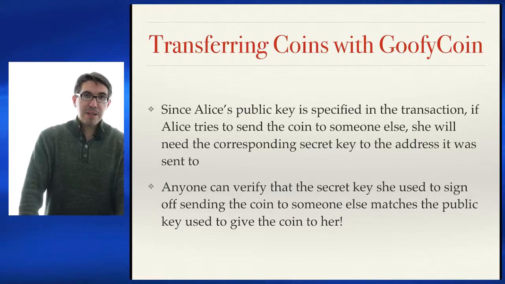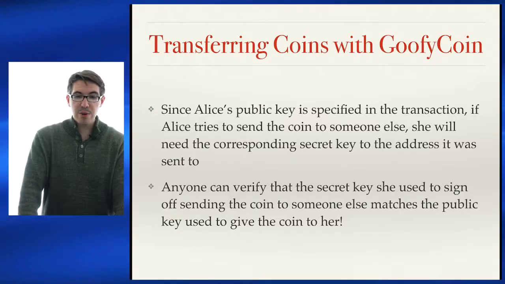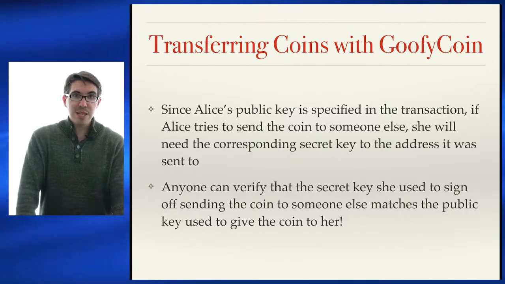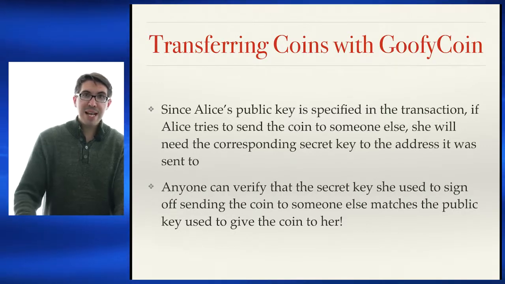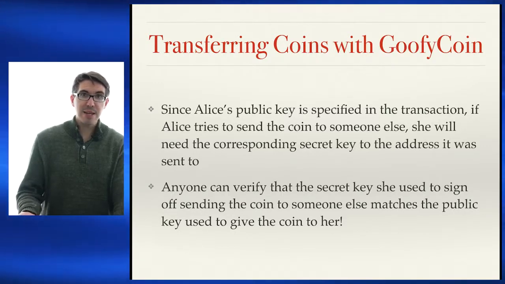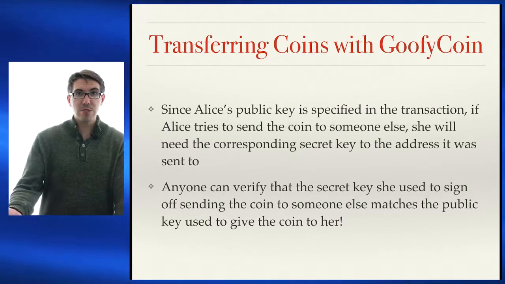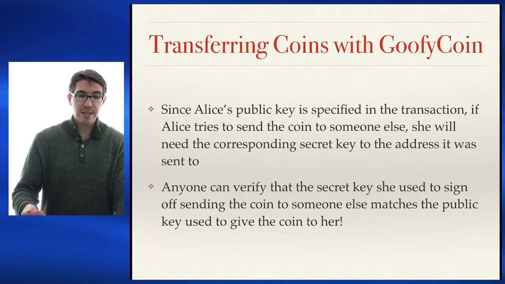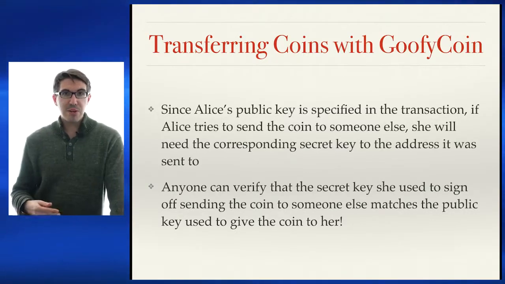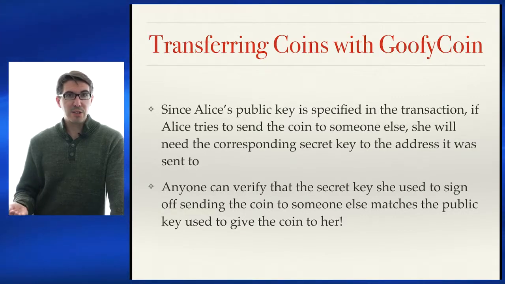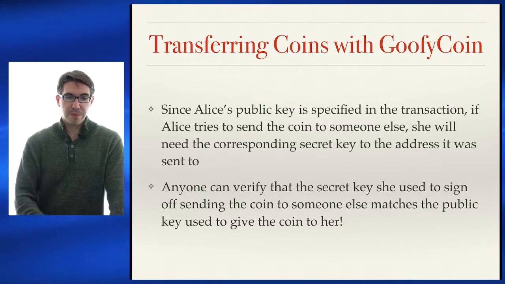Since Alice's public key is specified in the transaction, if Alice tries to send the coin to someone else, she'll need the secret key corresponding to that public key. In other words, anyone can send Alice money, but only she can send it to someone else from there. You need the public key to send to, you need the secret key to send from. And anyone can verify that the secret key that she used to sign off on sending the coin matches the public key that was used to give the coin to her.